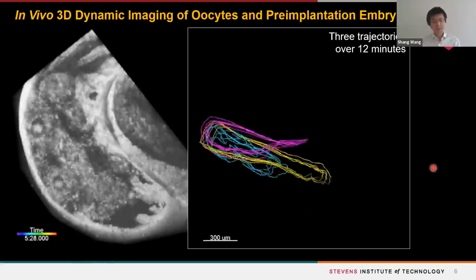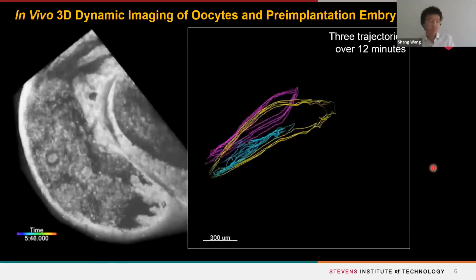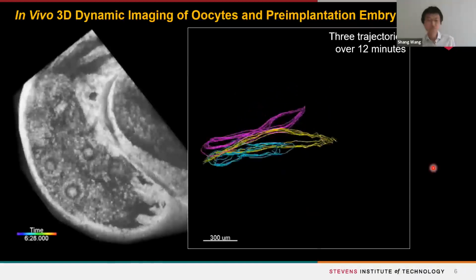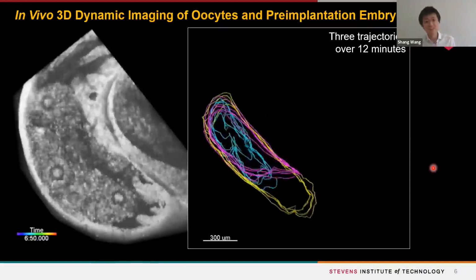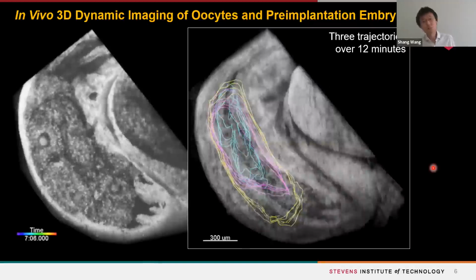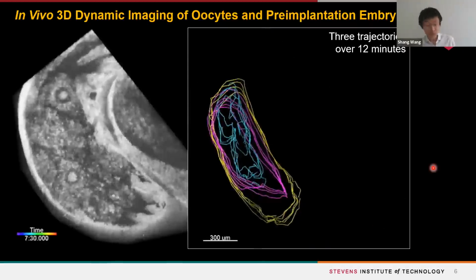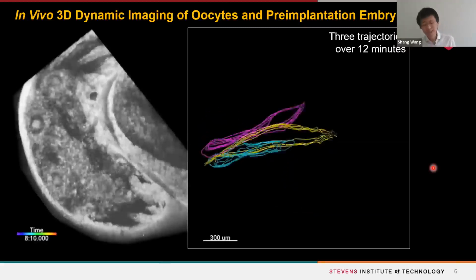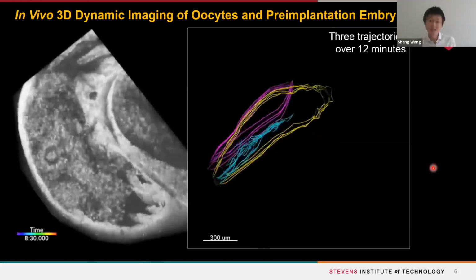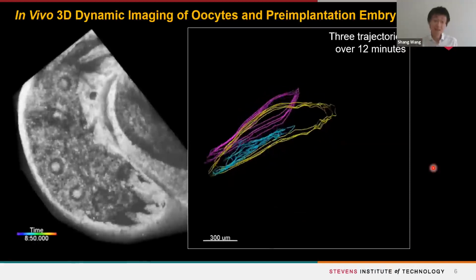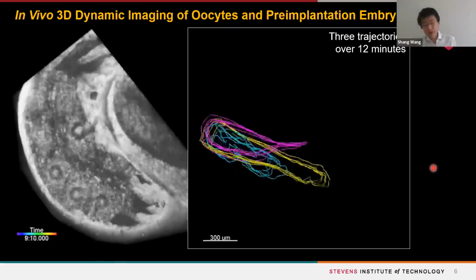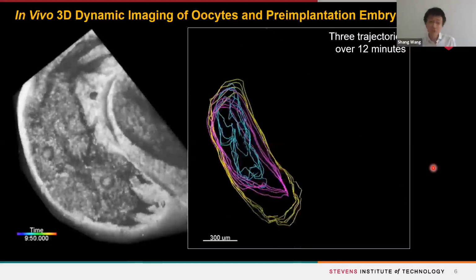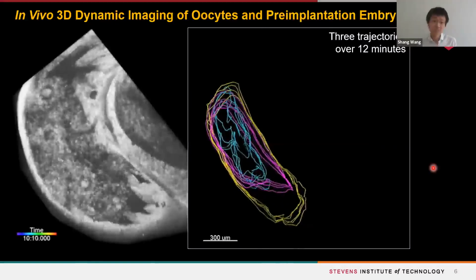This 3D imaging approach really opens the door for in vivo studies of embryo retention in the oviduct as a prerequisite for tubal ectopic pregnancy. We're currently developing manipulation and interventional approaches that can be combined with our imaging techniques to elucidate the functional cause of embryo retention in the mammalian oviduct.